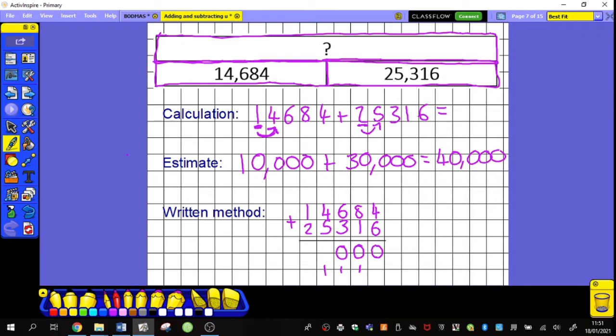4 add 5 is 9. Add the 1 is 10. I'm going to carry again. And 1 add 2 is 3, add that 1 is 4. So my answer is actually exactly the same as my estimate. So I know I must be correct.